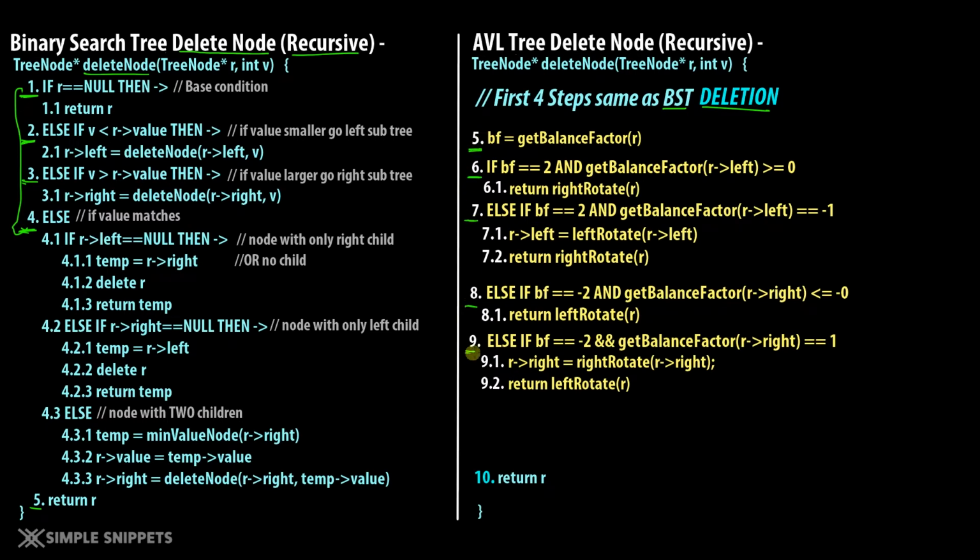7, 8 and 9, which will check whether the tree is still balanced or not after you delete a particular node. So the first 4 steps will do the deletion, then you'll get the balance factor over here. We'll talk about this in a minute. Then you'll check which kind of imbalance has happened from step number 6, 7, 8 and 9, and lastly we will say return R because it is a recursive approach.